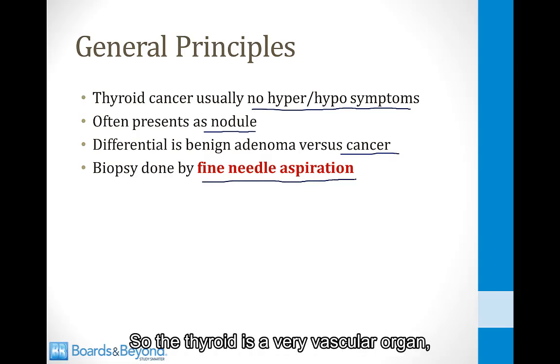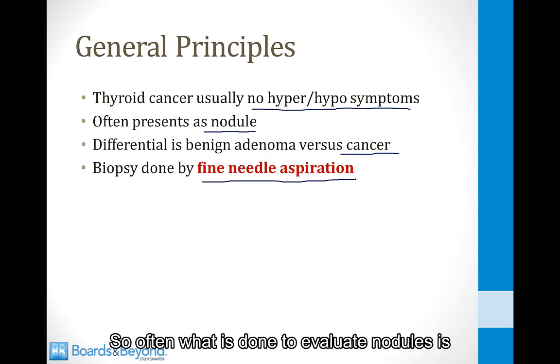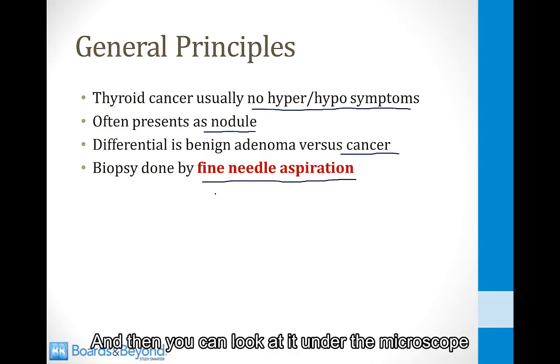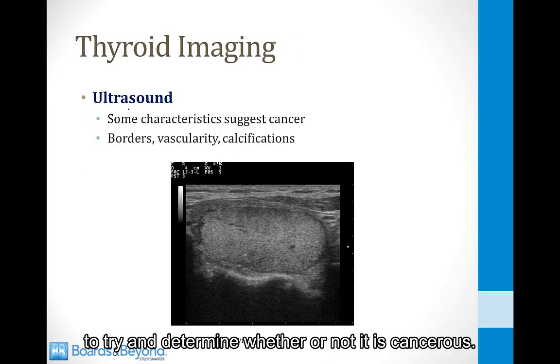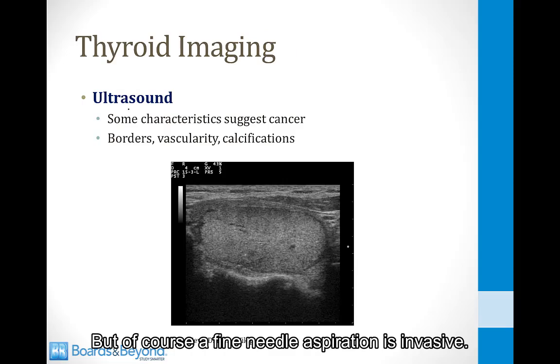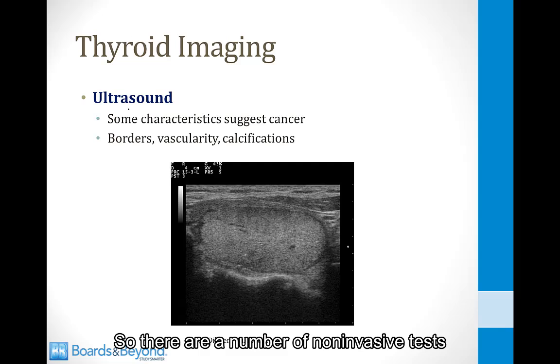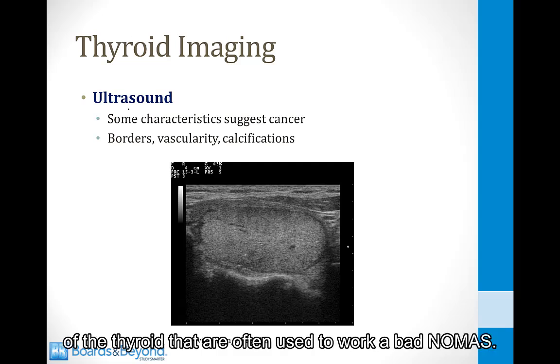So the thyroid is a very vascular organ, so it's difficult and risky to biopsy it. So often what is done to evaluate nodules is to stick a needle in and take a sliver of tissue out of the nodule, and then you can look at it under the microscope to try and determine whether or not it is cancerous. But of course, a fine needle aspiration is invasive, so there are a number of non-invasive tests of the thyroid that are often used to work up adenomas.